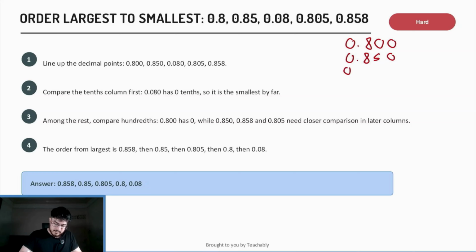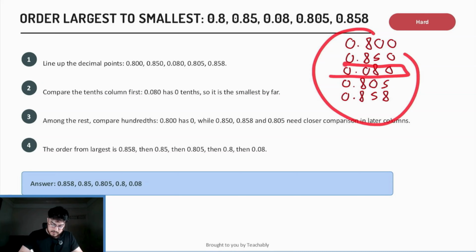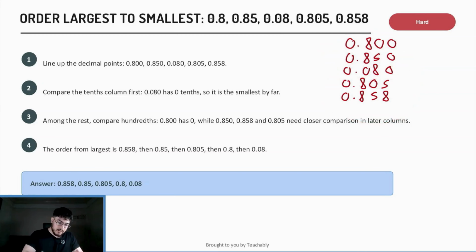then the next one is 0.8, sorry, and then 0 afterwards, and then 0.805, and then 0.858. Okay, so again, we are going to first compare the first column. If you have a 0 in this column, you are automatically the smallest. So because all of the decimals except this one right here has a digit in that first column, they are all larger than this one. So I'm going to put this at the bottom.